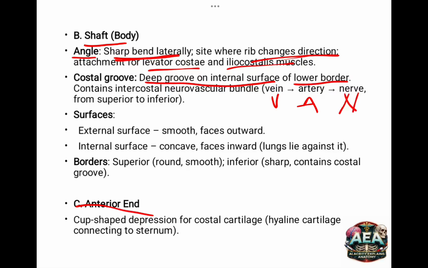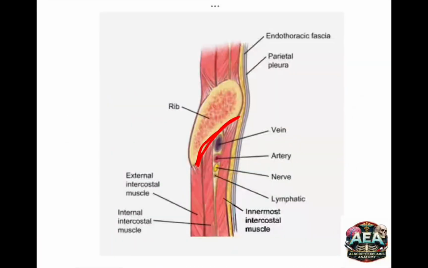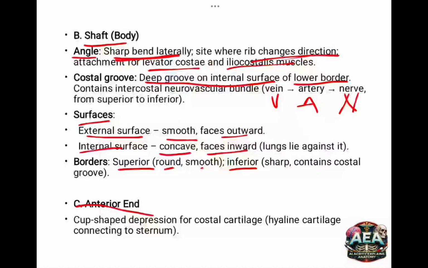Now the shaft of the ribs has surfaces. We have an external surface which is smooth and faces outwards, and an internal surface that is concave and faces inwards. The lungs lie against the internal surface. We have borders, the superior border and an inferior border. The superior border is round and smooth, as you can see here, while the inferior border is sharp and contains the costal groove.